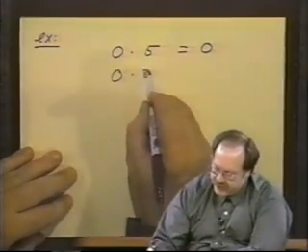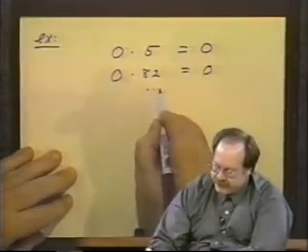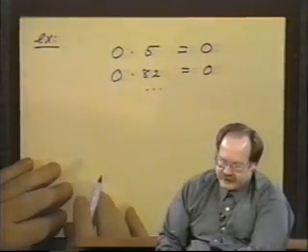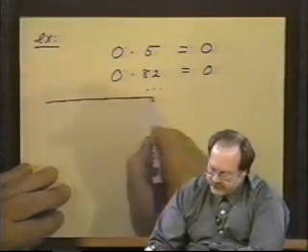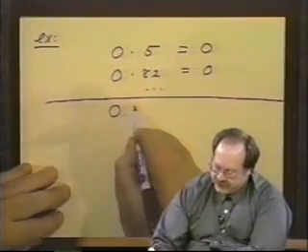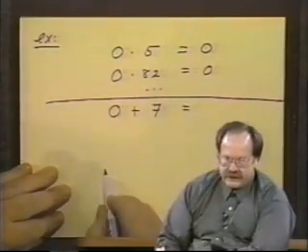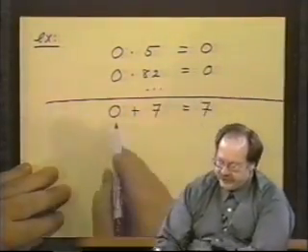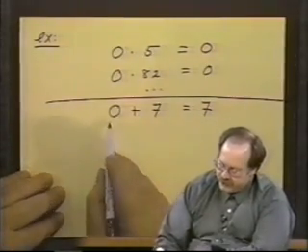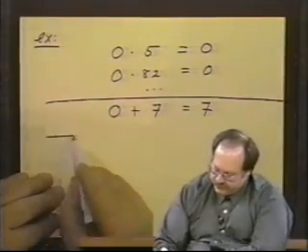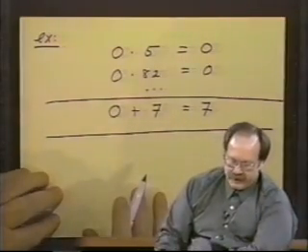And if we take 0 times 82, we're going to get 0. It doesn't matter what number you choose. 0 times that number is 0. What else can we say? How about 0 plus a number, like 0 plus 7? Well, that is 7. The 0 contributes nothing. So you know that adding 0 to any number will result in the original number coming back.